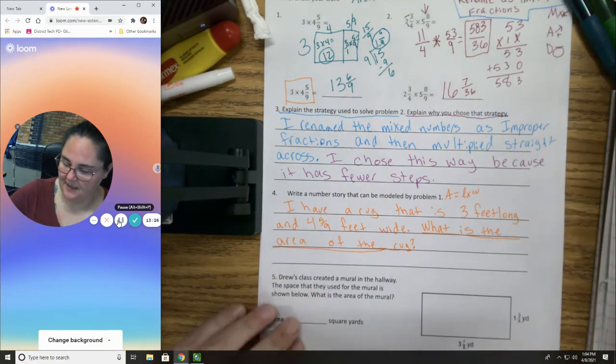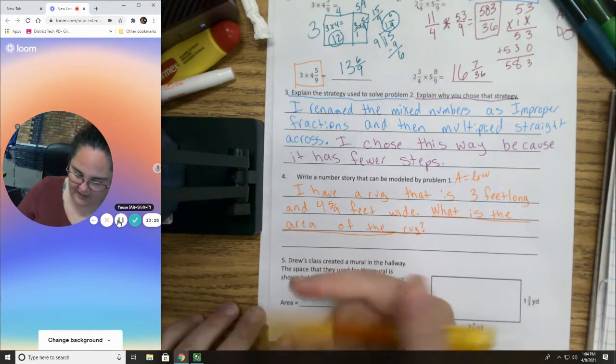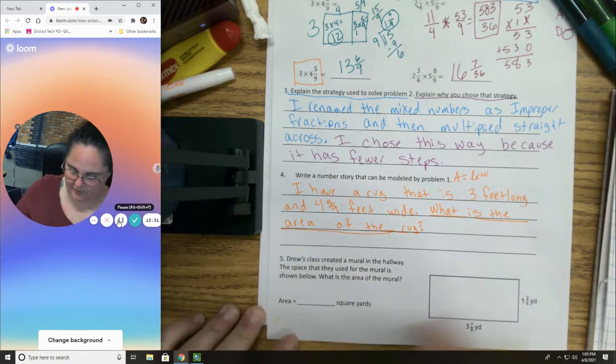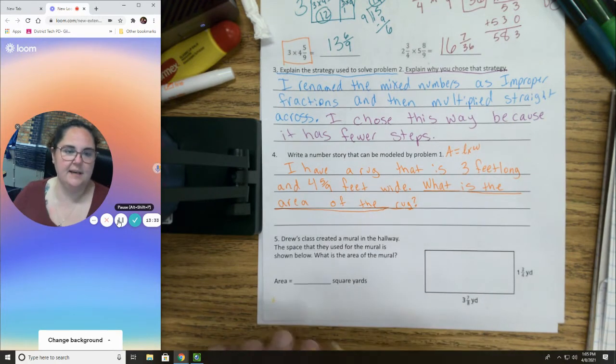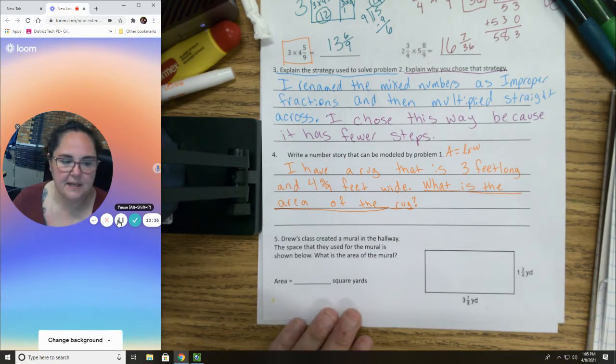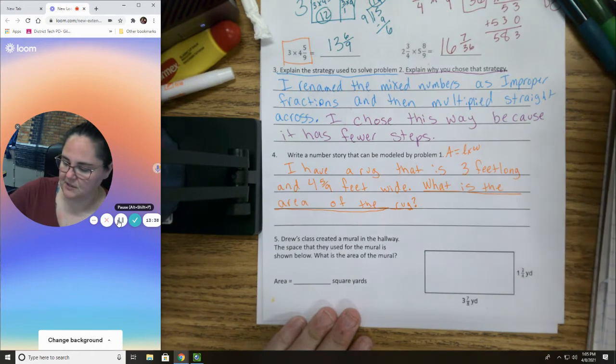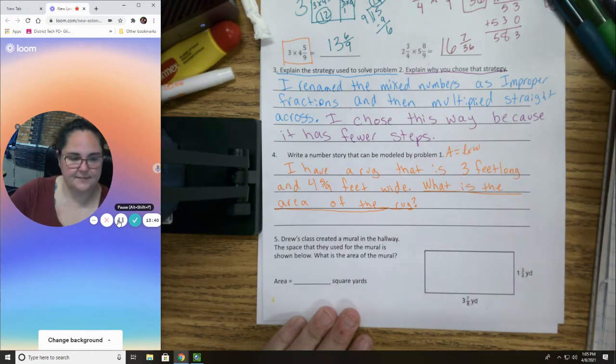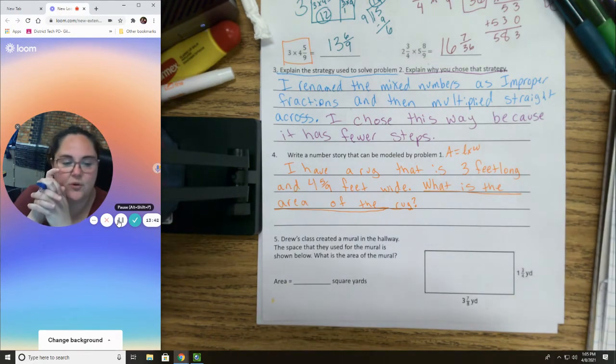Okay. Now we're going to do the last question on the first page. This is number 5. I'm going to use my yellow. I think you can see it. If not, I'll change it to a different color. Actually, I'll use a different color. Drew's class created a mural in the hallway. A mural is a fancy word for a painting. They created a mural in the hallway. The space that they used for the mural is shown below. What is the area for the mural?